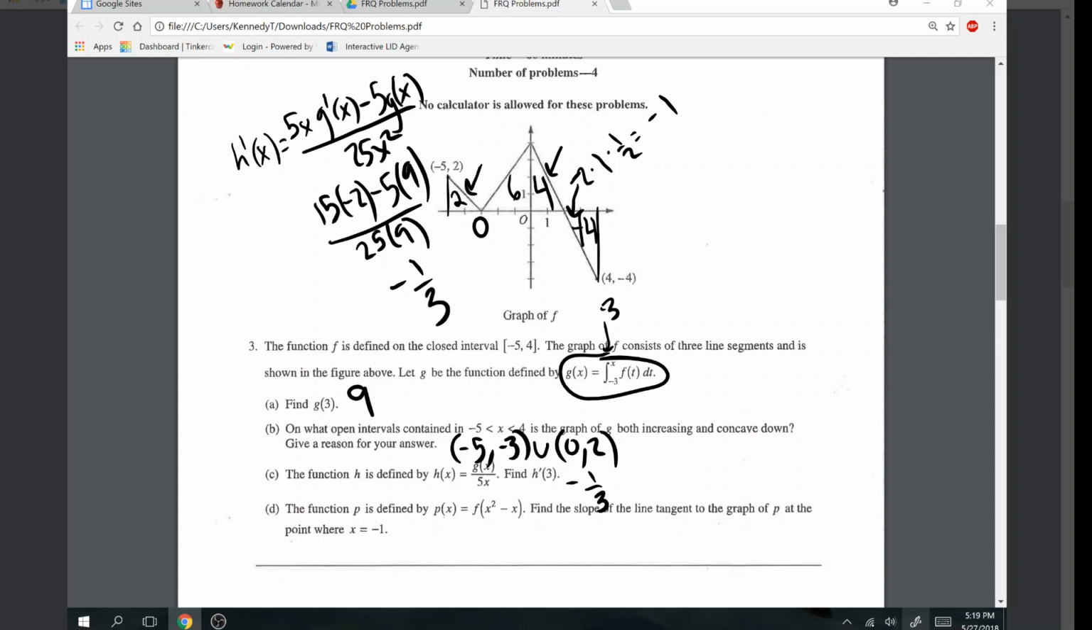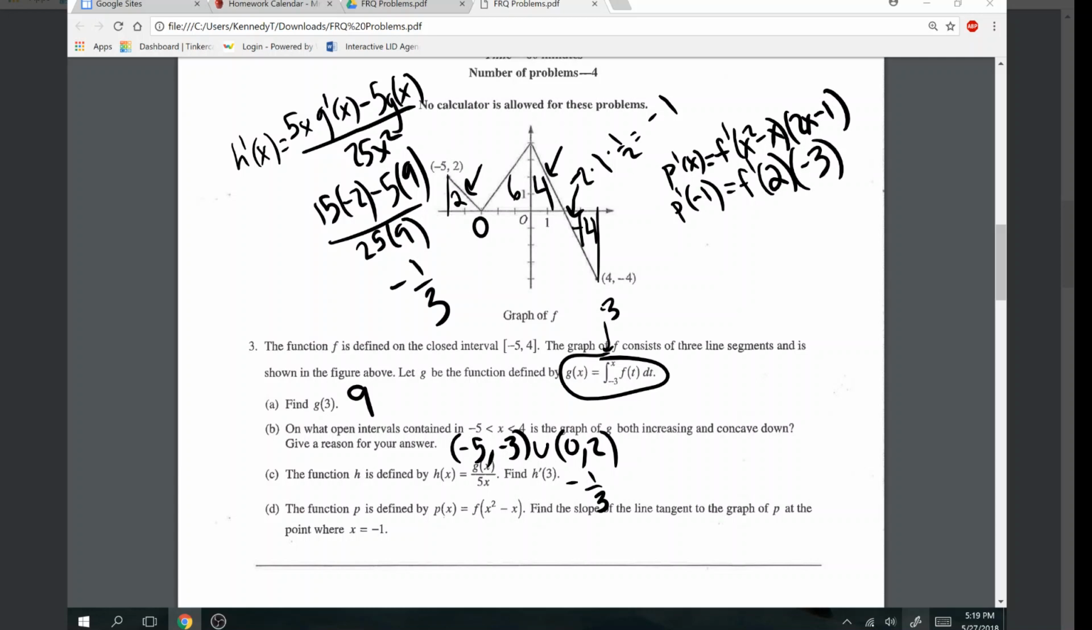Almost done. All right, for D, I have some p function, so let's take the derivative of p, because we're finding its tangent. So p prime of x equals f prime of x squared minus x times 2x minus 1. Now we just plug stuff into this. So I get p prime at -1 equals f prime, and -1 squared is 1 plus 1 is 2. f prime of 2. And then we plug in here and we get -3.